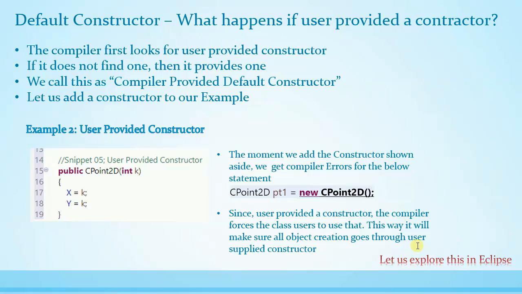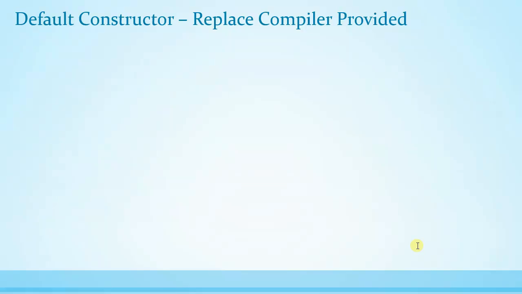Just now we saw that by introducing the constructor like this, public C2d, the user of our class is not able to create an object the default way, like the one shown here on the right side. So that statement failed. Let us see how to overcome this. We can replace the compiler provided default constructor with our own version. Once we start writing a constructor, the compiler won't provide one. But if we don't have any constructor, then the compiler provides one.